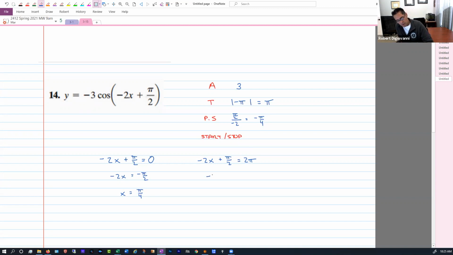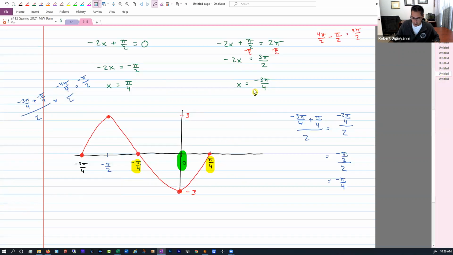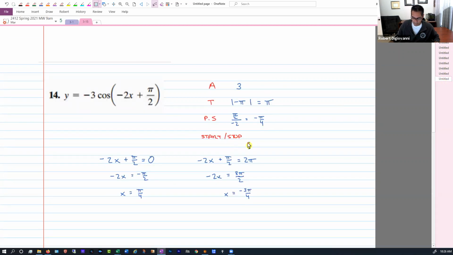On the next one, you subtract pi over 2 on both sides. You should get 3 pi over 2. So very much like the last problem, right? And then divide through by negative 2, you should get negative 3 pi over 4. Is that what we had on the previous one? Yes, it was the same. Same arithmetic on that one.